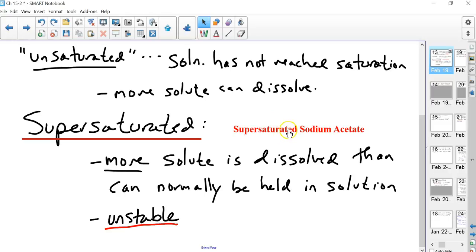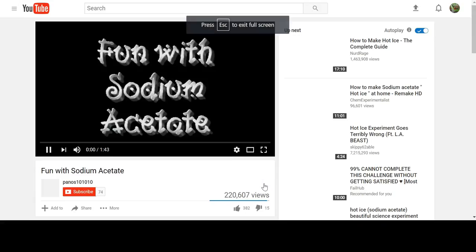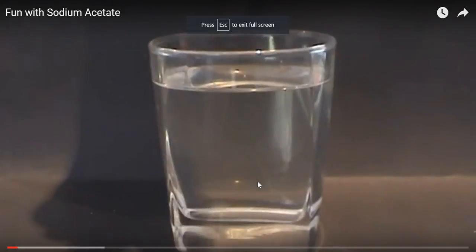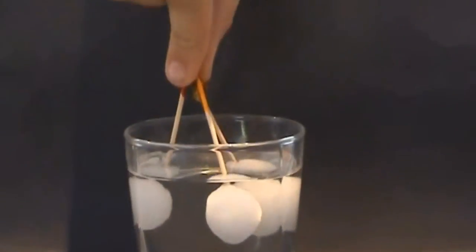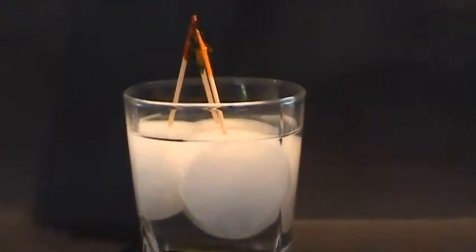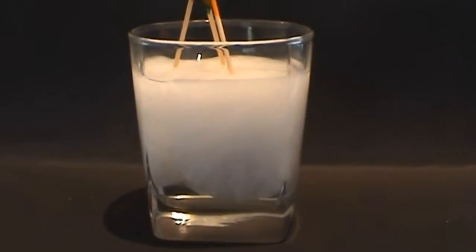But here's a quick video that shows some fun you can have with supersaturated solutions of sodium acetate. I don't believe there's any sound on this one, but here's what the solution looks like. It's a clear solution, but if you introduce any disturbance to it, the material starts to crystallize out immediately. And you can see that forms a solid here.